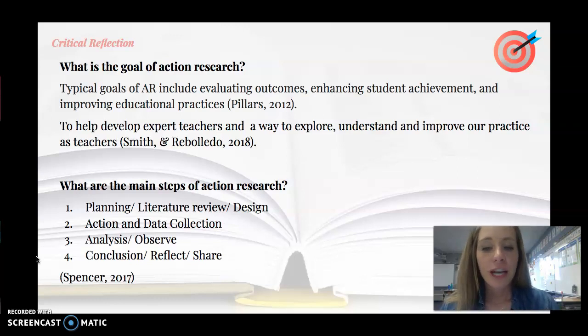Then number three, you're going to analyze and observe the data you have collected. You're going to see what changes actually happened and what maybe didn't happen. And then number four, you're going to draw a conclusion. You're going to reflect on your whole research and what you've done. And then you can either choose to share your research and share what you found, or you can repeat those steps to see if you need to collect more data and find a different solution.